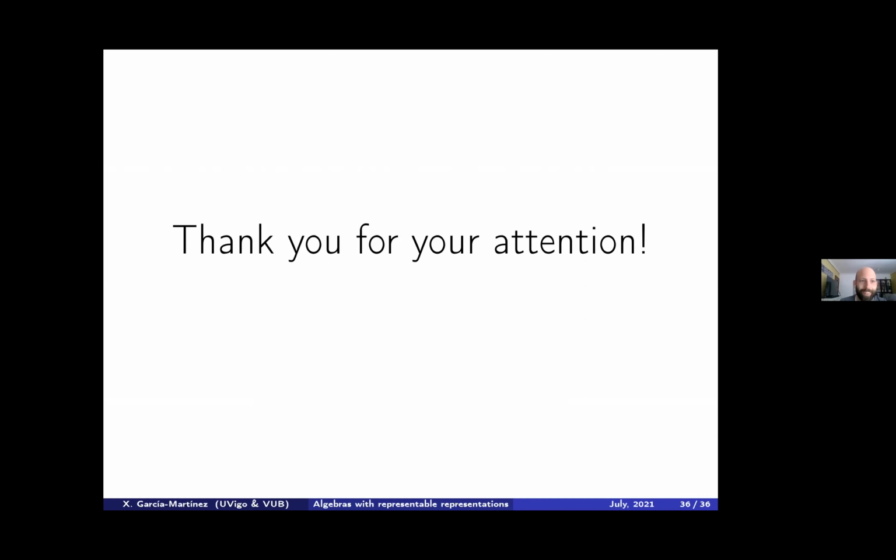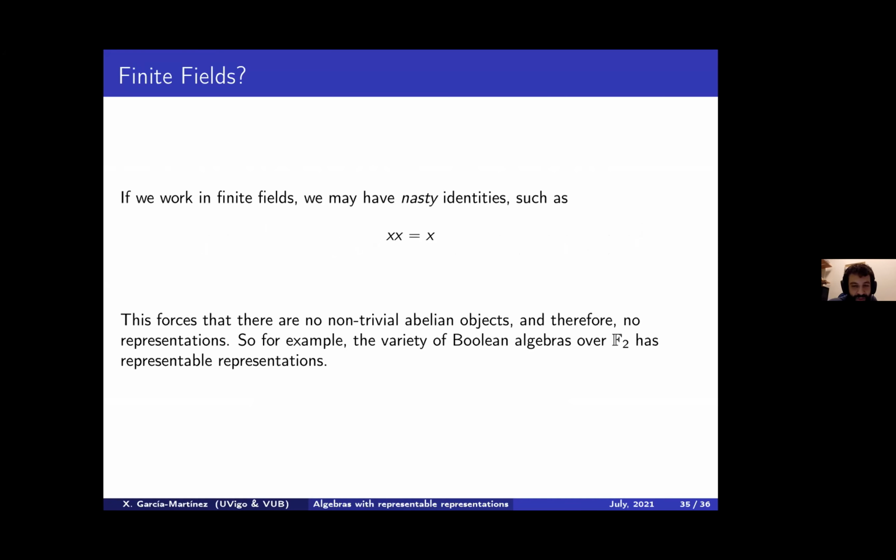Okay, thank you. Are there any other questions? Is there any hope of finding even larger examples? I think that, yes, for sure, if instead of working in vector spaces, we work in a different setting. On the other hand, I have this slide over here, which says that if we work in finite fields, for example in F2, then the variety of Boolean algebras has representable representations because there are no representations. There are no representations because of this nasty identity, so of course they are all representable. So there are more examples, yes.